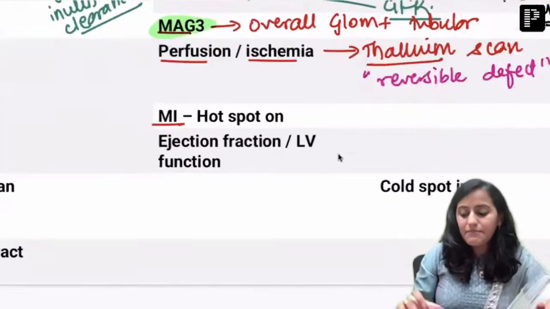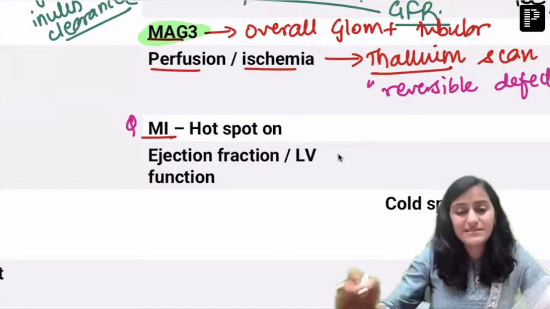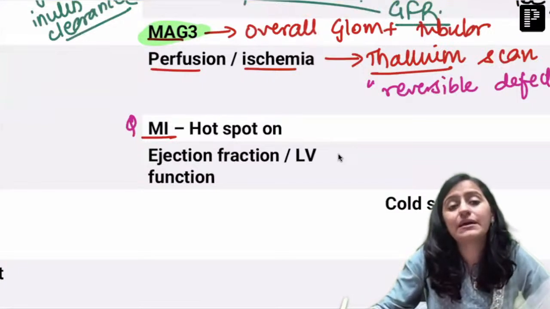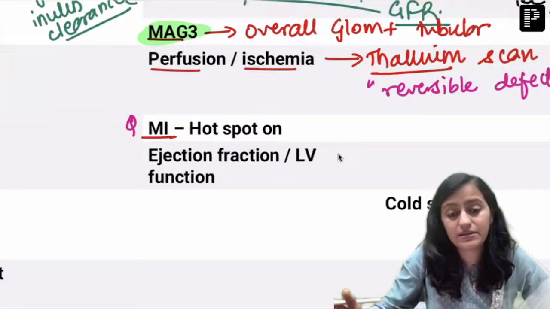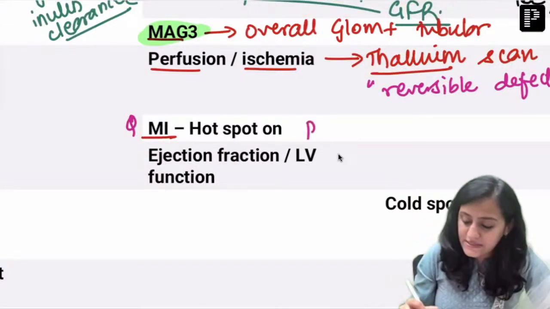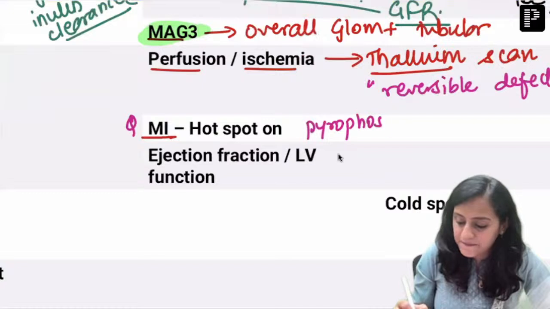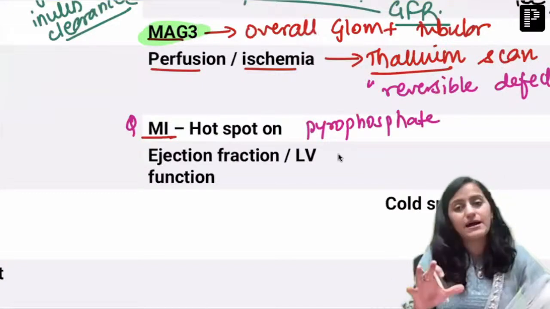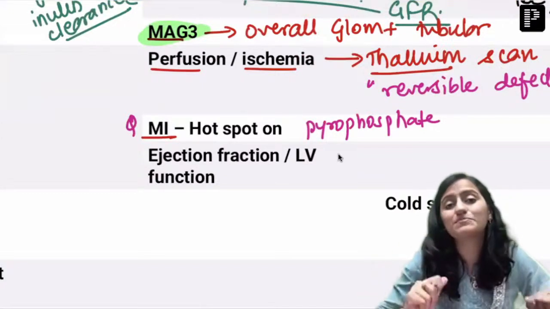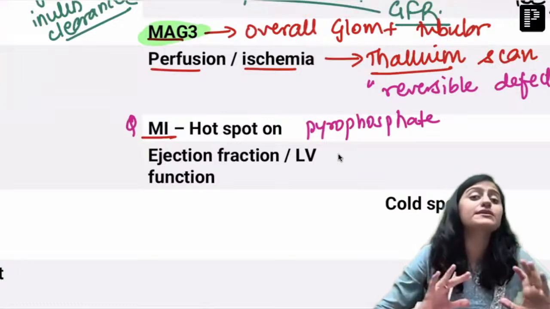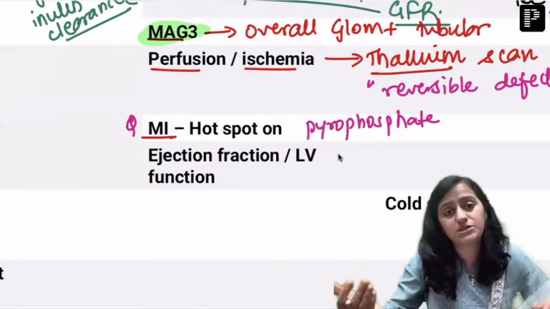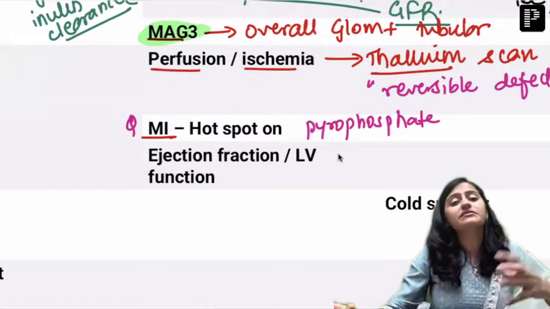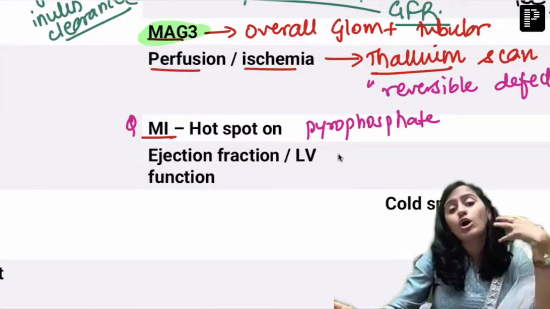Coming to MI, very, very important question. In which scan do you see hotspot in MI? MI gives a hotspot with which scan? There is a specific scan where you get a hotspot in MI. Remember, it is a pyrophosphate scan. What we think is that this is MI, infarct, meaning dead tissue, so there should be no uptake. So we should get a cold spot. No uptake means a cold spot. More uptake means a hot spot, right? So here it is the reverse. It's a dead tissue, but there is a hot spot.